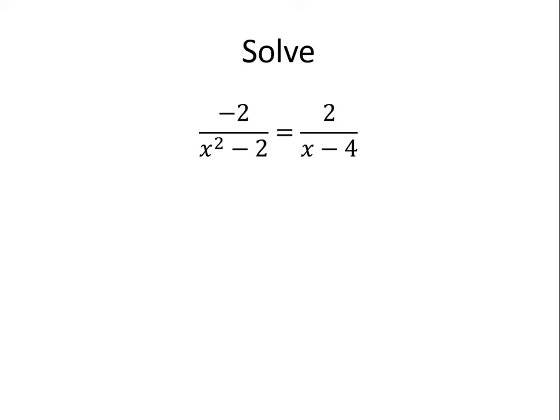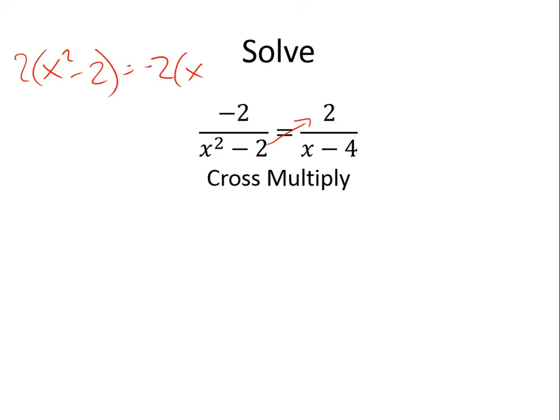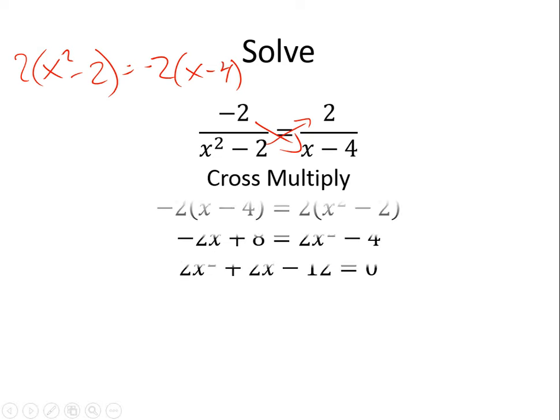So let's say we have this. We have negative 2 over x squared minus 2 equals 2 over x minus 4. Now the question is, how do we solve this? Well, what we're going to do is we're going to cross multiply. Just like if you set up a proportion, we're doing the same thing. So we're just going to go 2 times x squared minus 2 is equal to negative 2 times x minus 4. So cross multiply, set them equal to each other, distribute, and then solve.